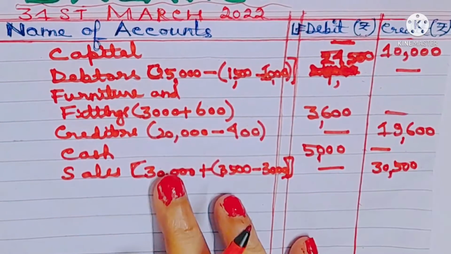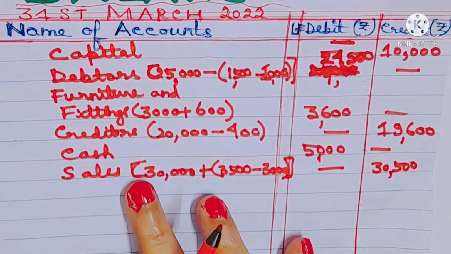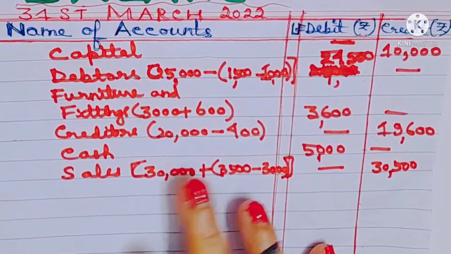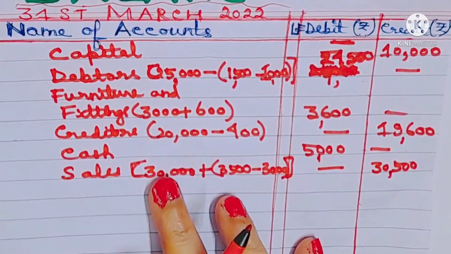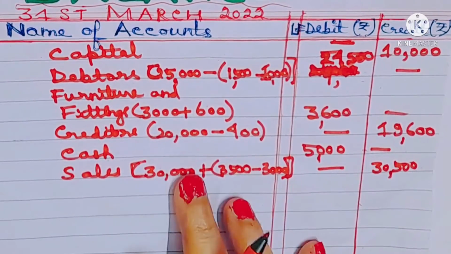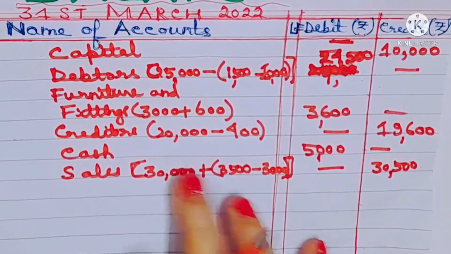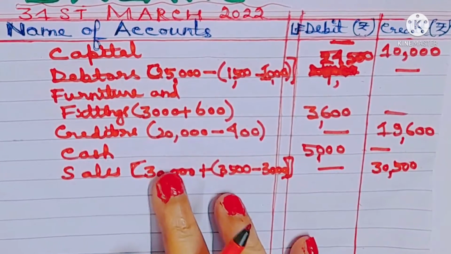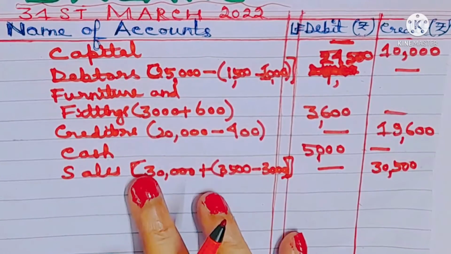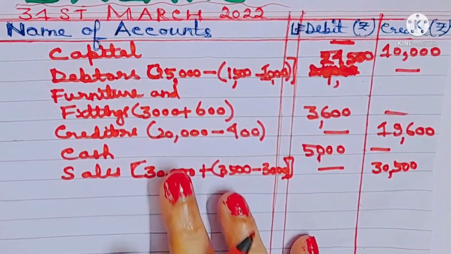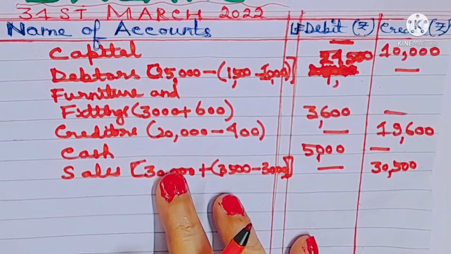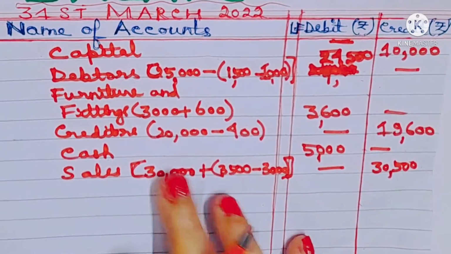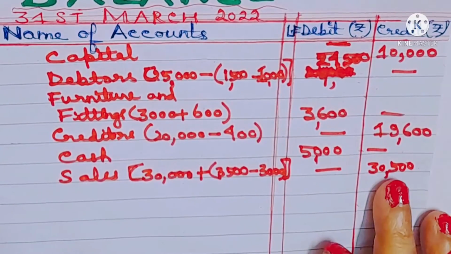30,500. Why is sales credit? Because sales comes under real account as well as nominal account. According to real account, when goods are sold, goods go out from the business, so sales account will be credited. According to nominal account, all incomes and gains are credited. Here, when goods are sold, cash comes into the business. So sales is an income for the business. So sales account will be credited. Understood? Let's see the next account.